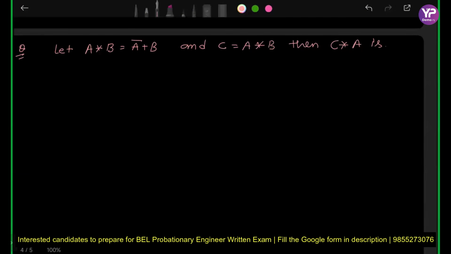Okay. So the first thing we have to calculate is C star A. C star A is going to be how much? C bar plus A. Tell me, am I correct or not? Yes, sir. Now replace the C value. C is A star B, then its complete complement plus A.